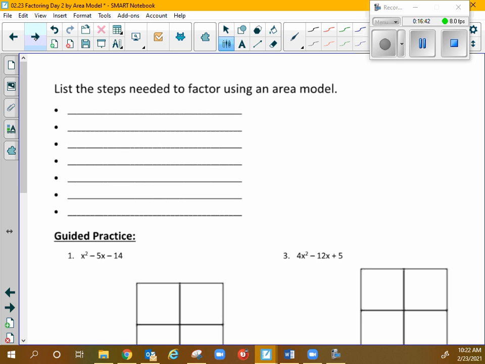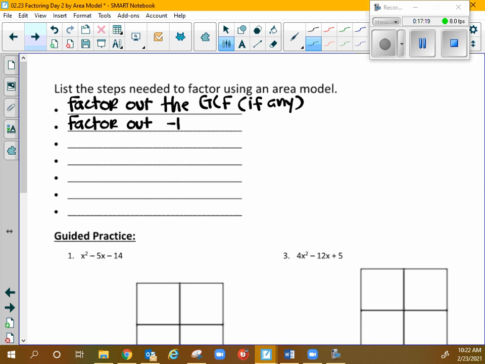Okay, let's try another one. We're going to build the steps as we go. I will tell you the first step is to factor out the GCF, if any. You also want to factor out a negative if A is negative.